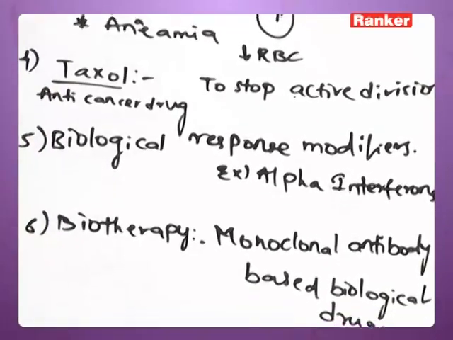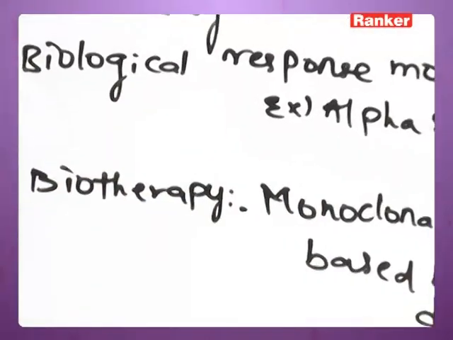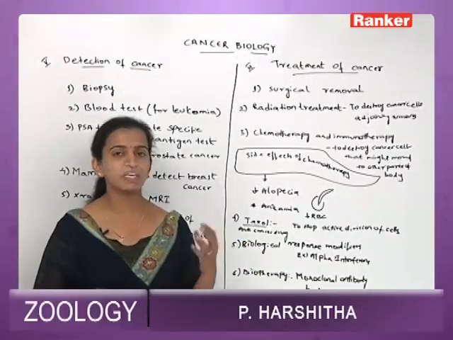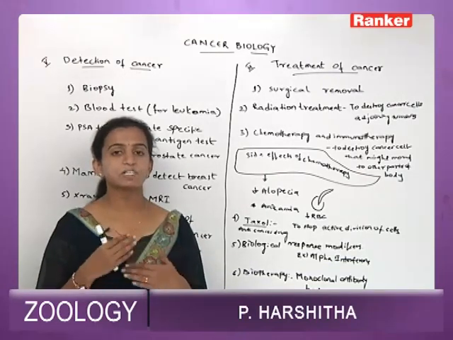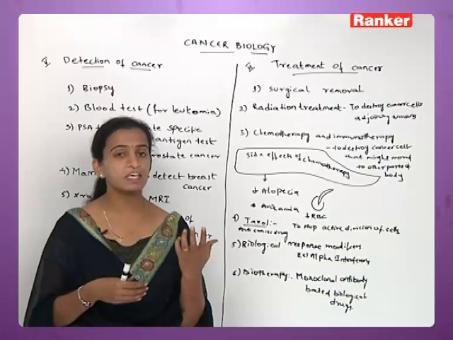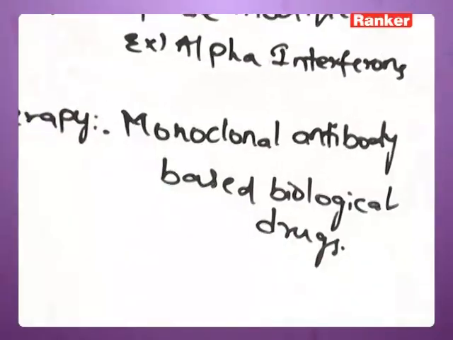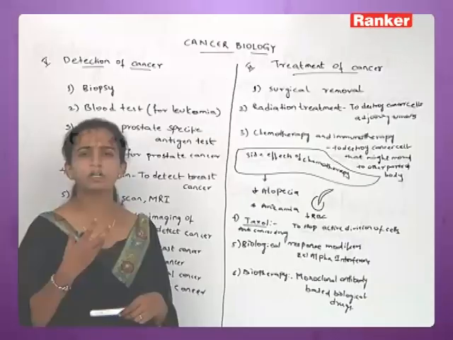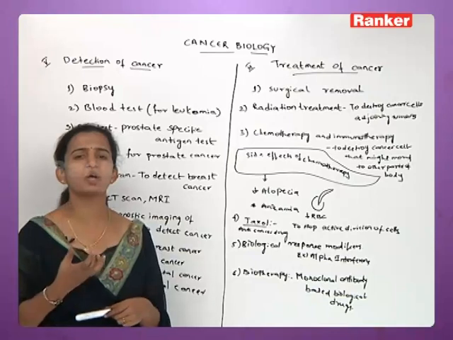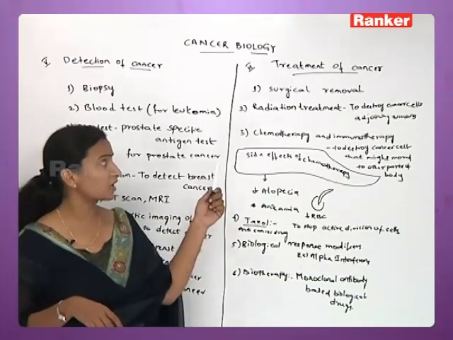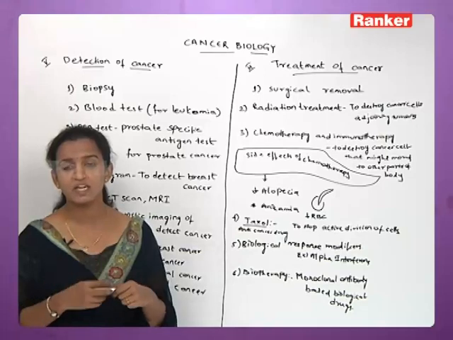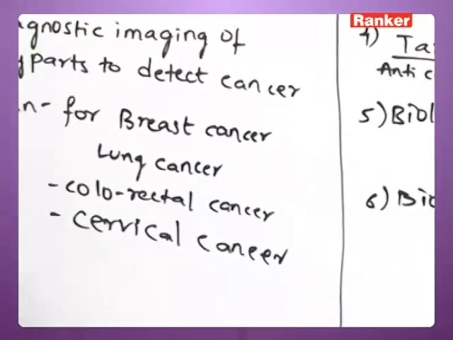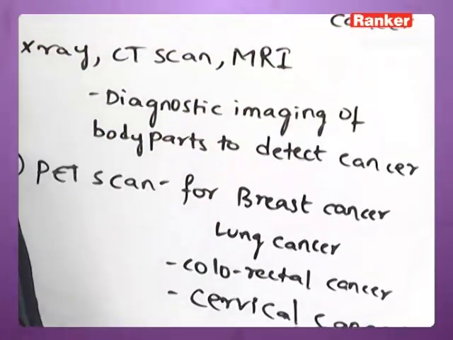And biotherapy is nothing but monoclonal antibody based biological drugs. That means this is another kind of technology used, using the cancer cells and the normal cells, where an in vitro process takes place and they are inserted back into the organism who is suffering with the cancer. So this is a kind of biotherapy, a typical part that involves more technology. These are the different sectors where you can treat cancer patients. And here you can see the detection of cancer, how it can be detected, and here you can see the treatment of the cancers.